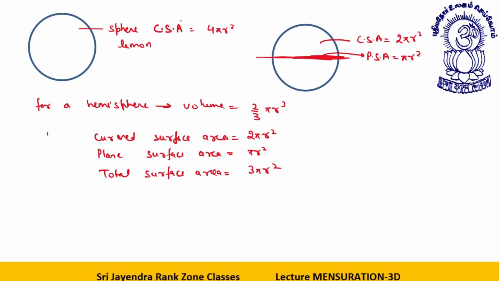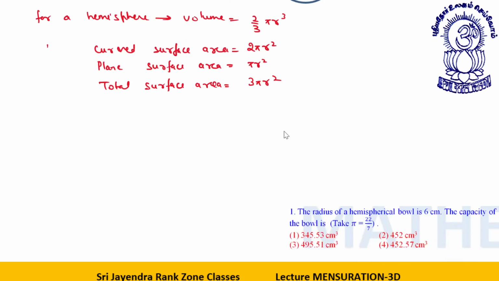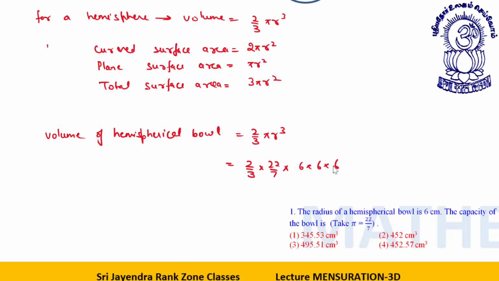So let's take the question out, since we have done the theory. The radius of a hemispherical bowl is given, its capacity is asked. So volume of hemispherical bowl is 2 by 3 pi r cube. 2 by 3 into 22 by 7 into 6 into 6.